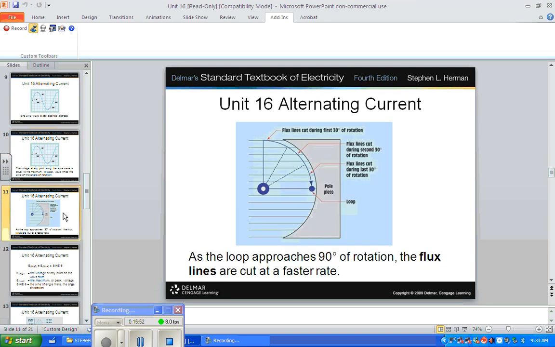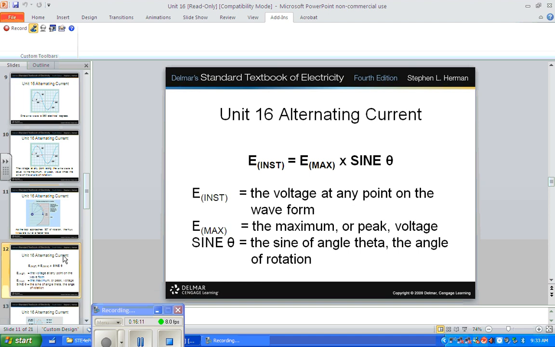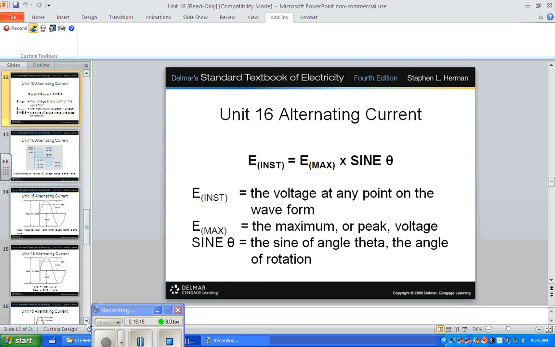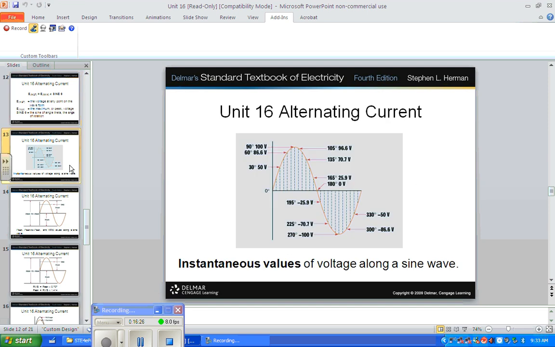Here we have another: flux lines cut during the second 30 degrees of rotation, and flux lines cut during the last 30 degrees of rotation. And this is not just a little piece of wire. This is a bundle of windings going around just like our armature does in a motor. And for alternating current, instantaneous voltage is the peak times the sine of the angle. We just did an example of it.